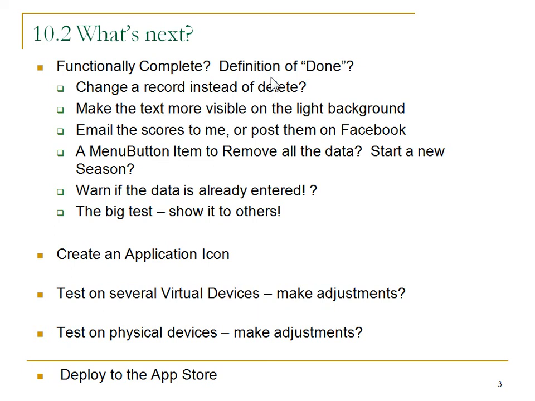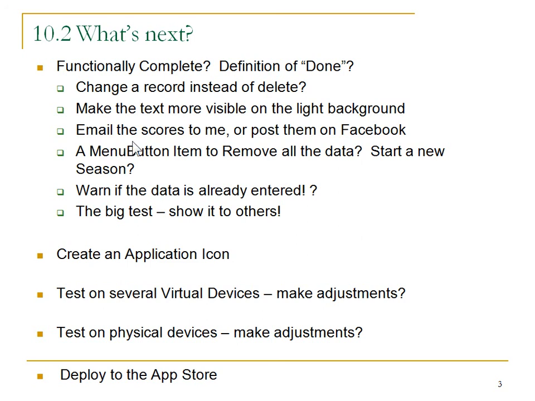So what are the other things that we could have done in this application? Maybe we could offer the user the opportunity to change a record instead of delete. So if one of the game scores was wrong, we should update the database record and the array list instead of having to delete the whole record and then go back. Make the text more visible on a light background. So there are people complaining to me that they don't know that those characters will be easy to look at, and if you're of a certain age, maybe that's harder than for others.